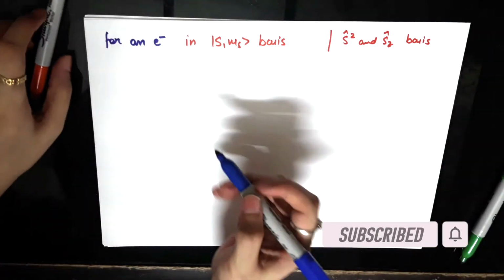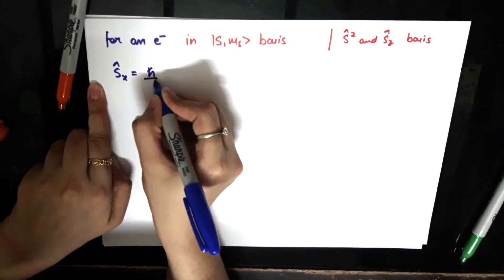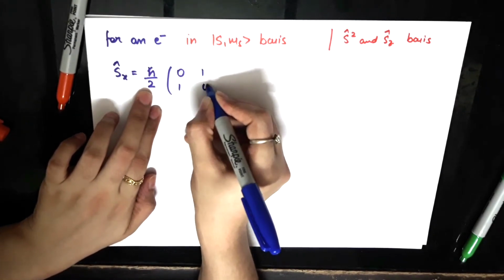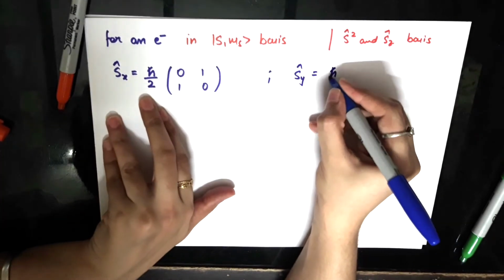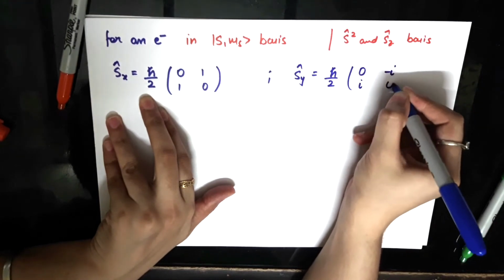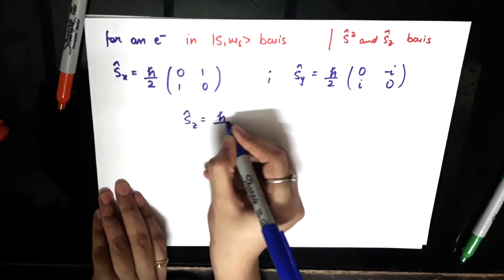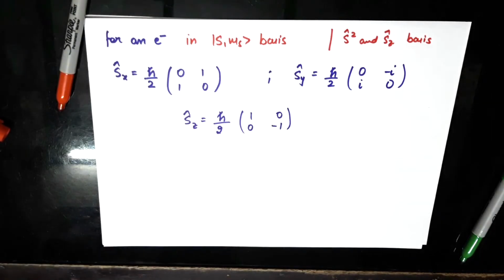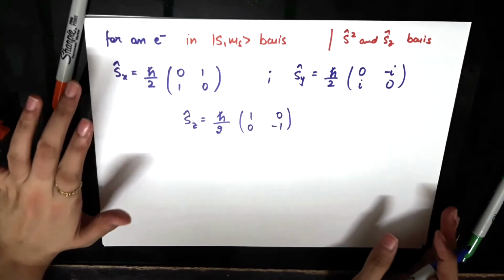So for an electron, these spin operators come out to be, for Sx, taking the constant factor of h bar by 2 out, you write it as 0, 1, 1, 0. For Sy, again taking the constant factor of h bar by 2 out, I could write it as 0, minus i, i, 0. And for Sz, once again taking h bar by 2 out, I could get 1, 0, 0, minus 1. So these are the three matrices, the spin operators that correspond to an electron or a spin half particle.